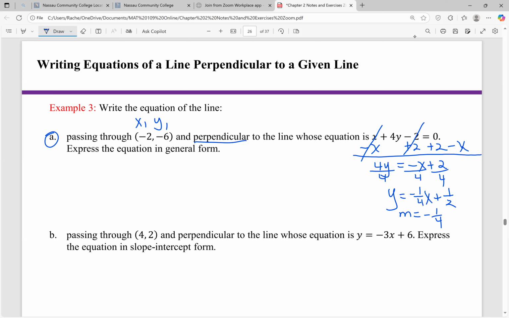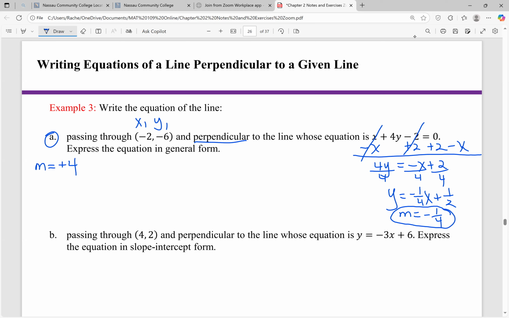Now I want to come up with an equation of a line that's going to go through the point (-2, -6) and is perpendicular to y = -1/4 x + 2. So the slope of the line that I need to use for this perpendicular line has to be the negative reciprocal of -1/4. So negate -1/4, that's going to become positive, and the reciprocal of 1/4 is 4.